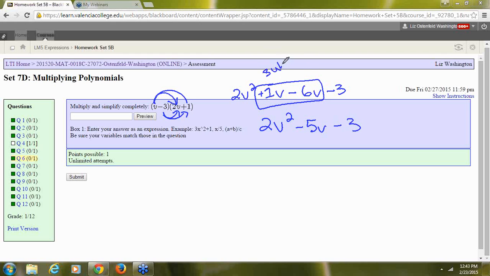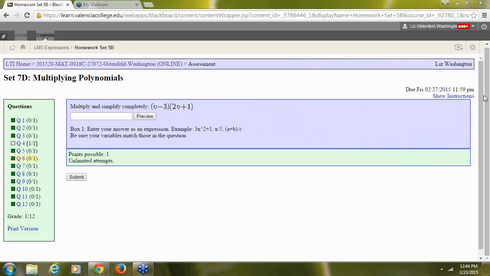Again, I'm subtracting this because these signs are different. 1 is positive, 6 is negative. They have different signs, so you find the difference, which means to subtract. Whenever you subtract, you also take the sign of the highest number. Since 6 is bigger, we took the sign of the bigger number. Okay, we're going to erase that.